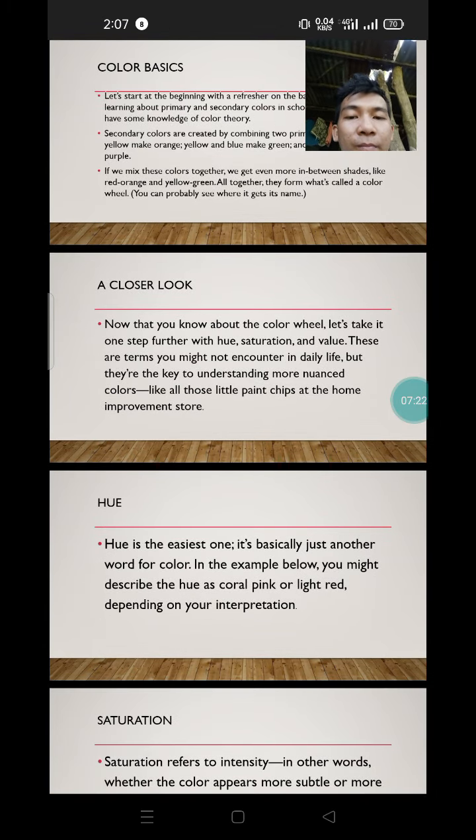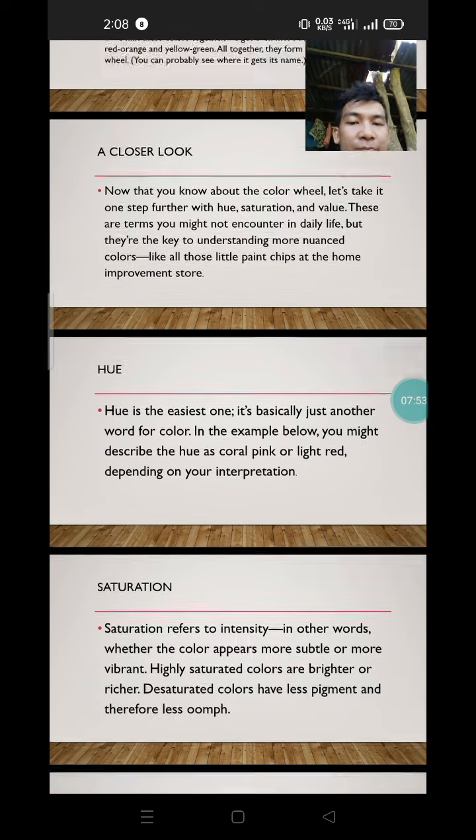Closer look. Now that you know about the color wheel, let's take it one step further with hue, saturation, and value. These are terms you may not encounter in daily life, but they're the key to understanding more nuance in color, like all those little paint chips at the home improvement store.